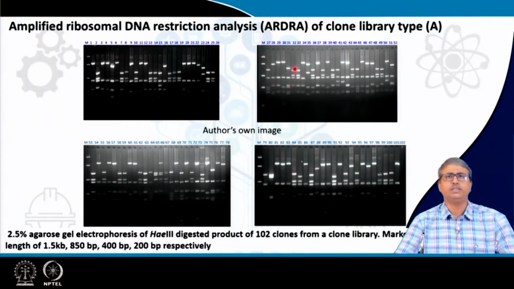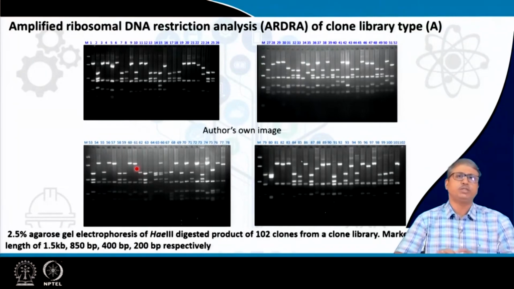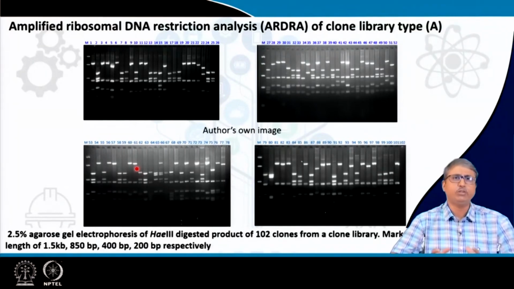That means these two 16S RNA genes are likely to be similar. Similarly, there are some other positions, like this one, which is also similar to the other one. And you can see in this set of clones, we have some other clones with a very distinct digestion pattern, like these two clones are similar, while these two clones are quite similar with respect to their digestion pattern. So, we look for similar digestion patterns and we group them.